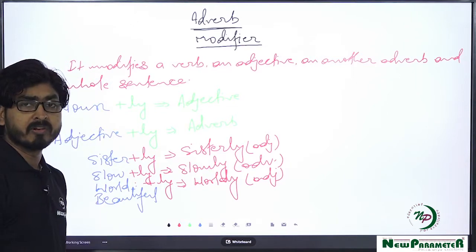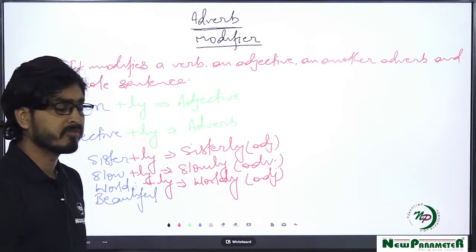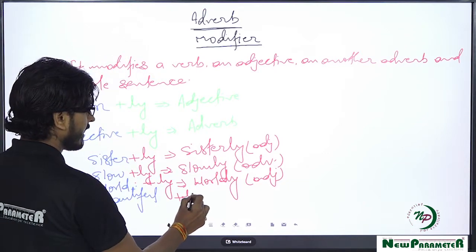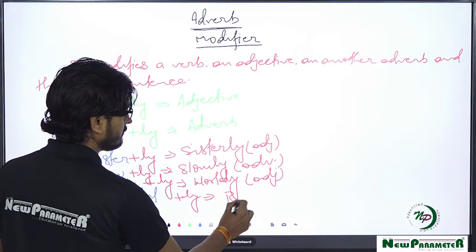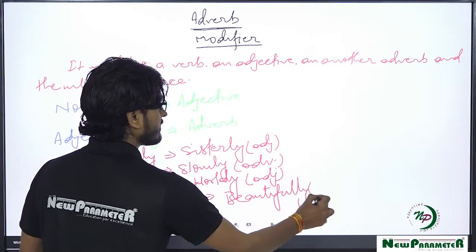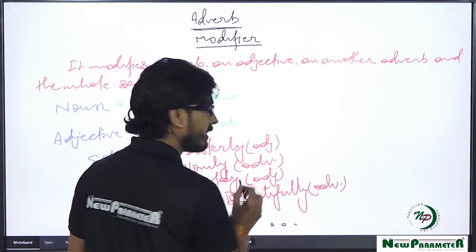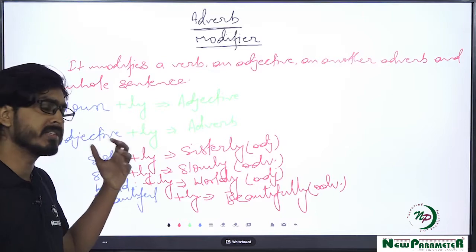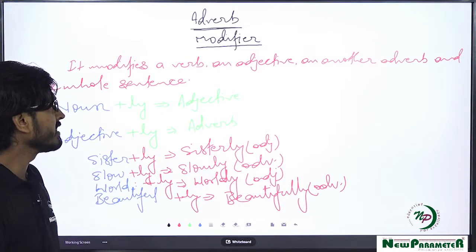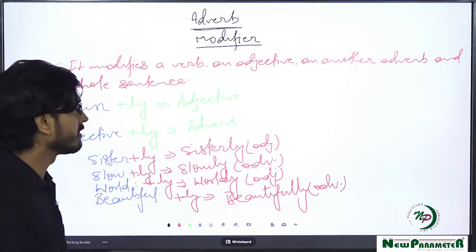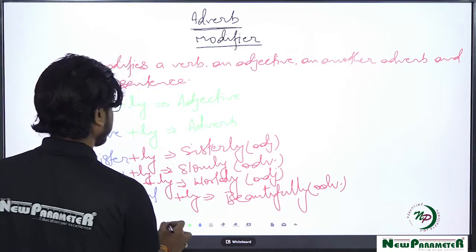Beautiful, as you know, can be used to show details of a noun or pronoun. So after adding ly to beautiful, it becomes beautifully, and beautifully becomes an adverb. So this is the way of making an adverb and adjective also. Now we'll see how it modifies a verb, an adjective, or the whole sentence. Let's see.